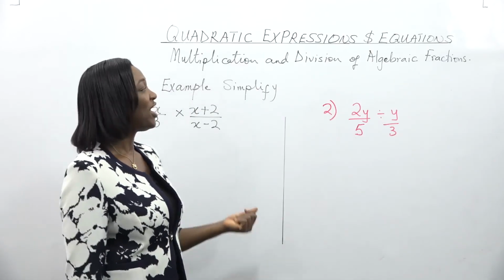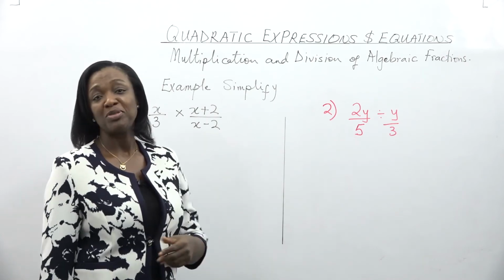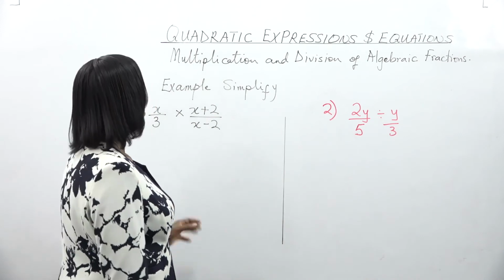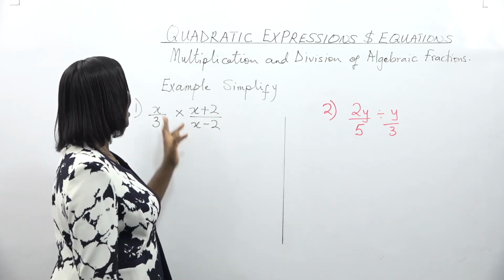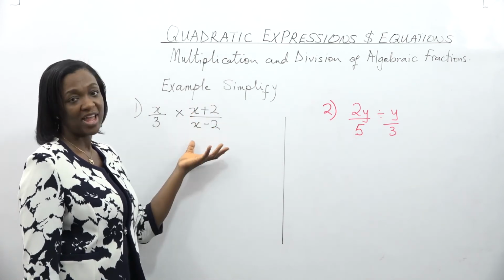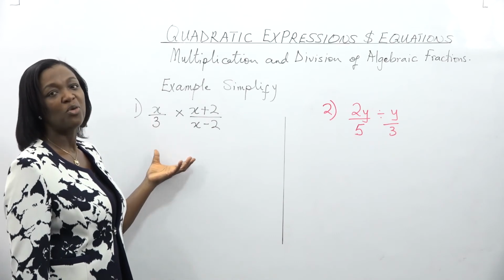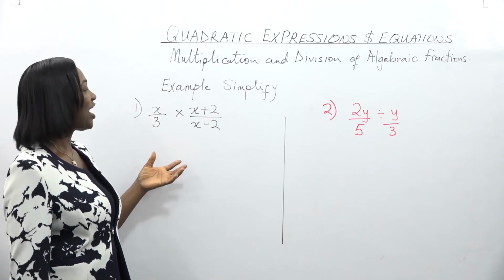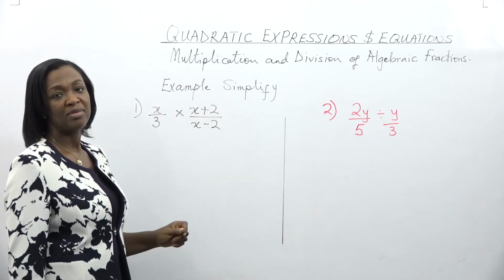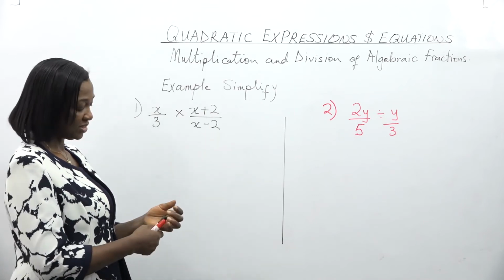Next, we want to multiply algebraic fractions. And the rules for multiplying fractions will apply here. So we're going to go through it very quickly. Example 1. Simplify x over 3 times x plus 2 over x minus 2. There are no common factors, so we will simply multiply the numerator of the first term by the numerator of the second term, and the denominator of the first term by the denominator of the second term.